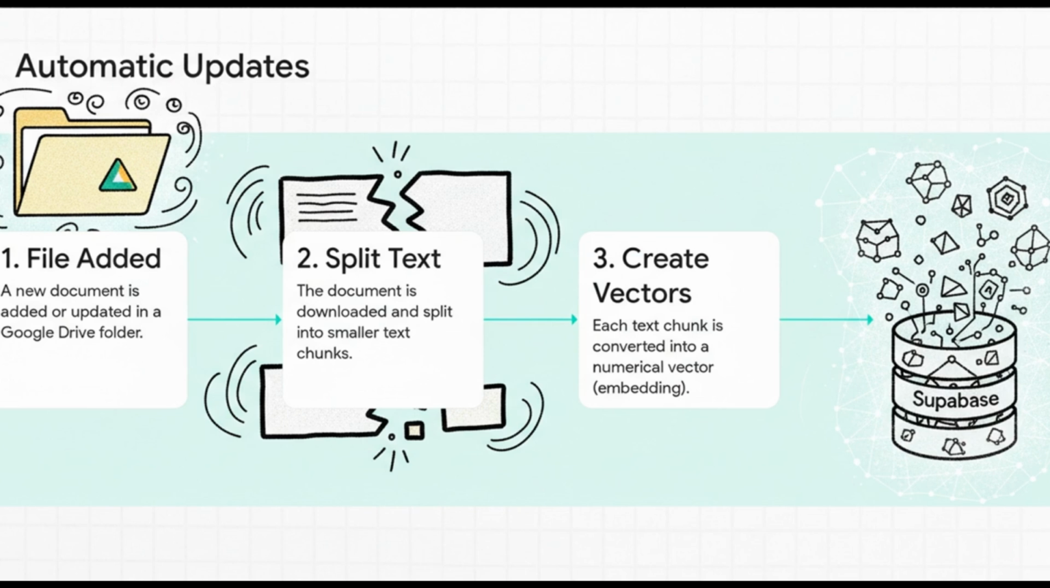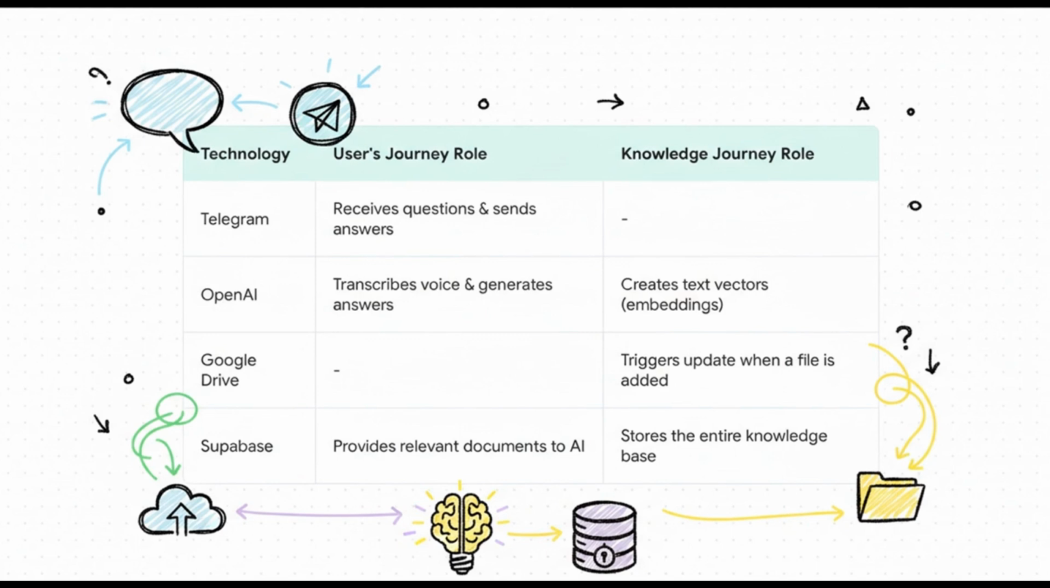Then, each little chunk is converted into a numerical code. It's called an embedding. You can think of it like a unique digital fingerprint that captures the meaning of the text. All those fingerprints get stored in a special database, a vector store, which basically becomes the AI's permanent searchable memory.